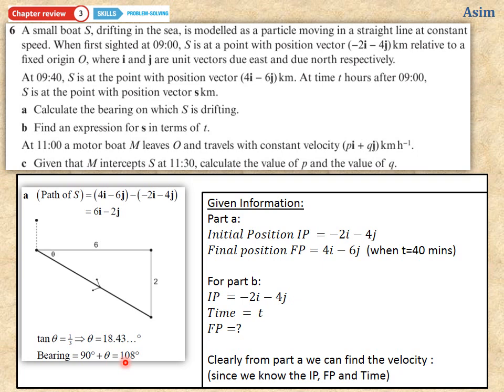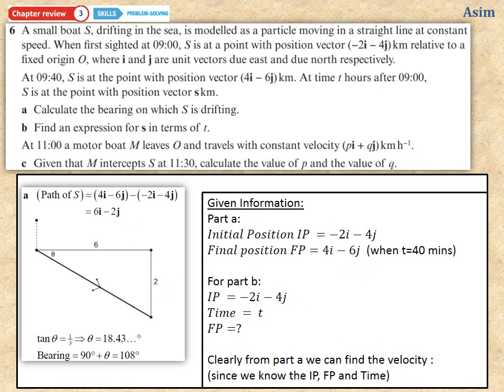Let us go to part B. Now part B, they're saying find the expression of S in terms of t. Remember, now the time is not 40 minutes, time is just t. But what we clearly know from part A, we know initial position, we know final position, we know time. So with these three pieces of information, we can find the velocity at which this boat is drifting.